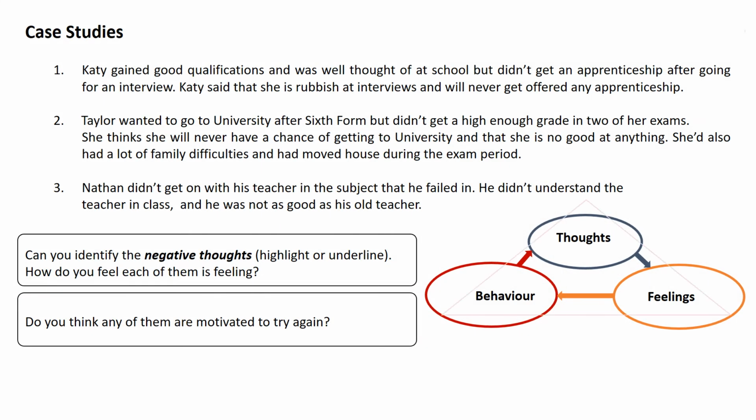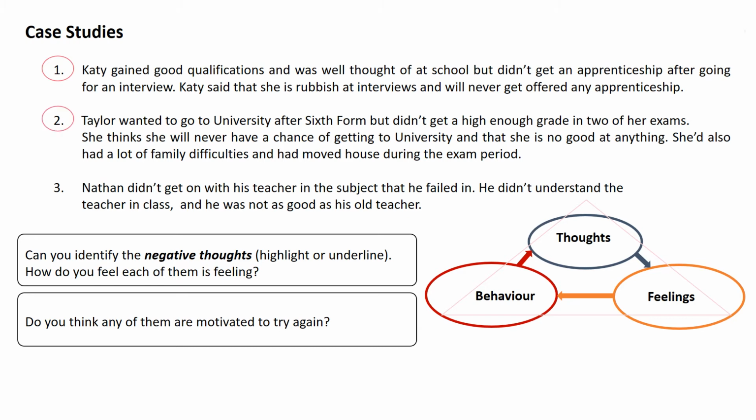Continuing to look at the thoughts, feelings and behaviour. We have 3 case studies, and what I would like you to do is to see if you can identify the thoughts, feelings and behaviour process within each case. Number 1. Katie gained good qualifications and was well thought of at school, but didn't get an apprenticeship after going for an interview. Katie said that she is rubbish at interviews and will never get offered any apprenticeship.